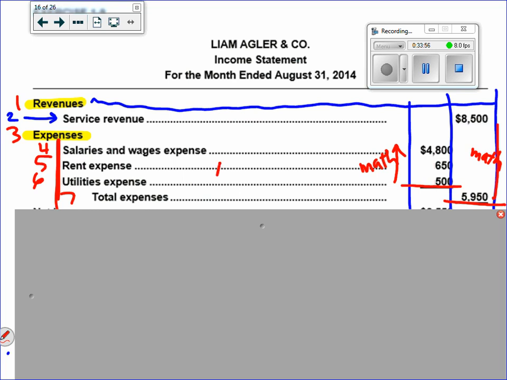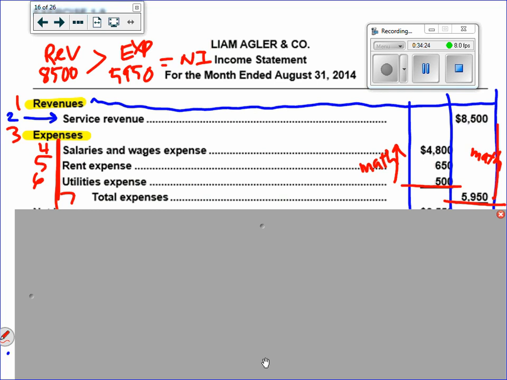Jenna's absolutely right, because we have a larger revenue than we have expenses. I don't know if I should have wrote it there. I'll put it up here. Our revenue was $8,500. Money in. That was greater than our expense total of 5,950, which we know is going to be a net income. We made more than we spent.